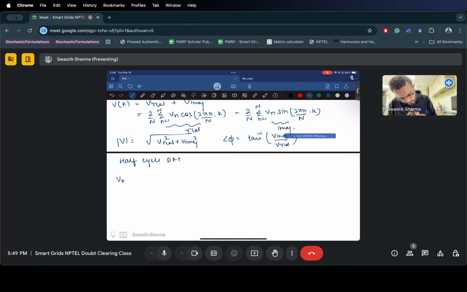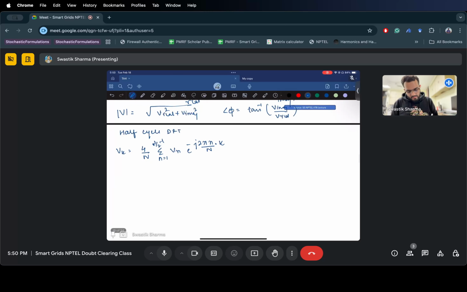So your frequency component would now become 4 by n, since you are doing it only for half a cycle. The sum would be from 1 to n by 2 minus 1, and your Vn component times e raised to the power minus j 2 pi nk. N by 2 or nk? It would be n only, right? So this is how half cycle DFT would look, right?